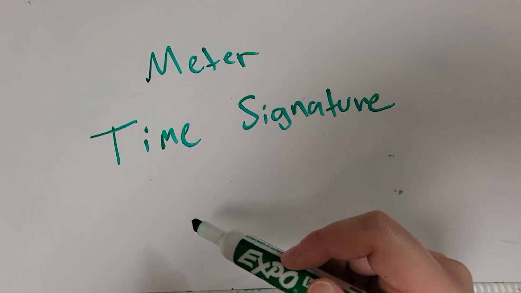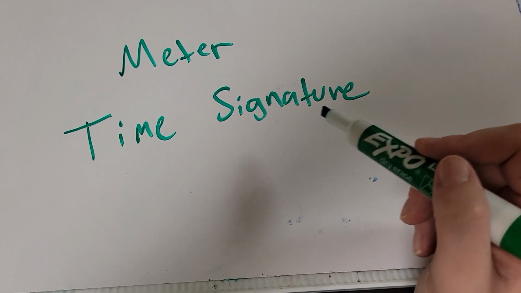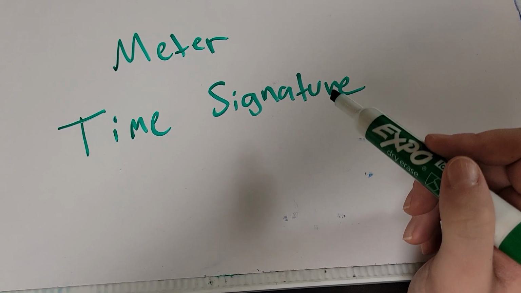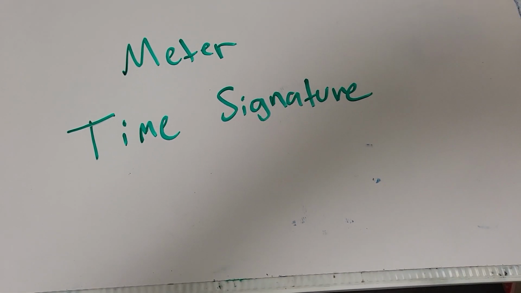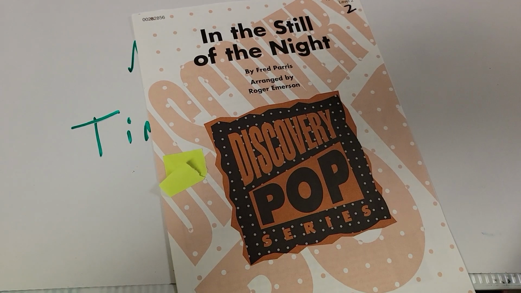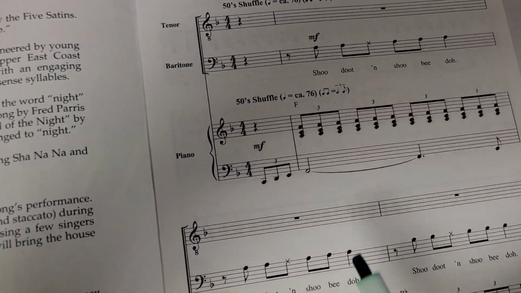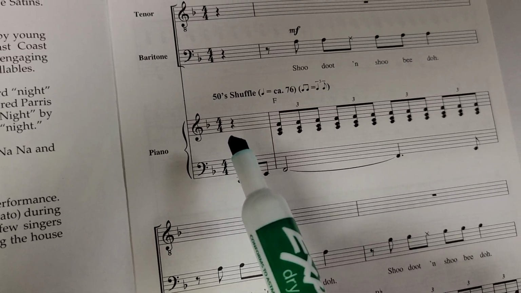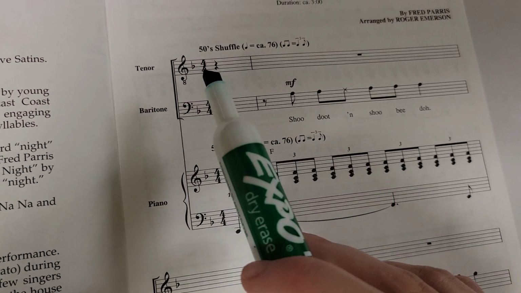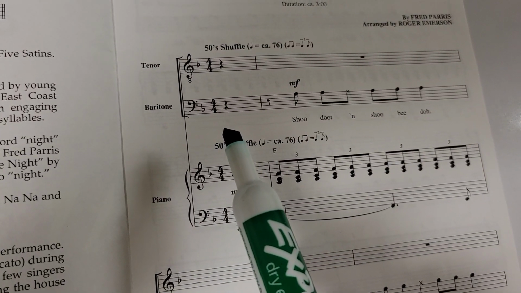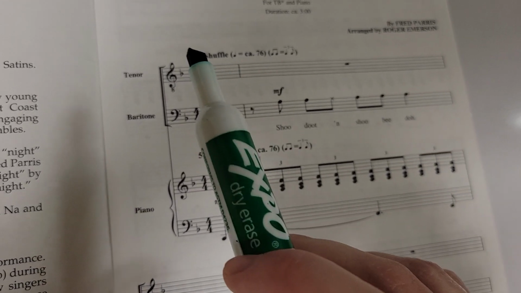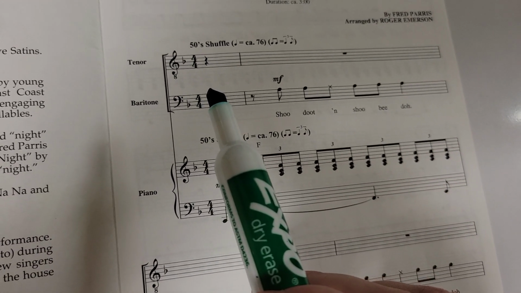Meter or time signature. At the beginning of music, you'll see what looks like a little fraction, a series of two numbers. For instance, in this piece of music right here, In the Still of the Night, we're going to look for our meter, and it is right there. It's always at the beginning of the music to show us how the music is going to be divided up. So the top number means something and the bottom number means something.